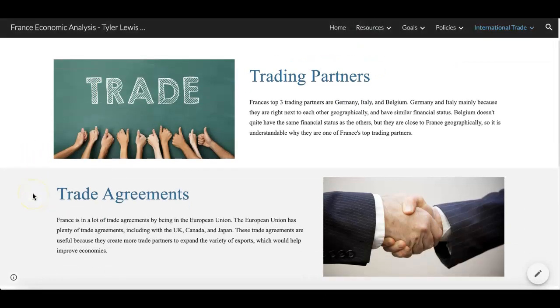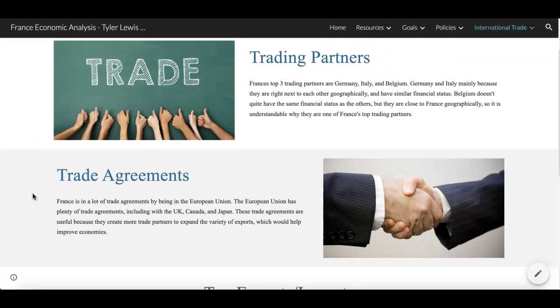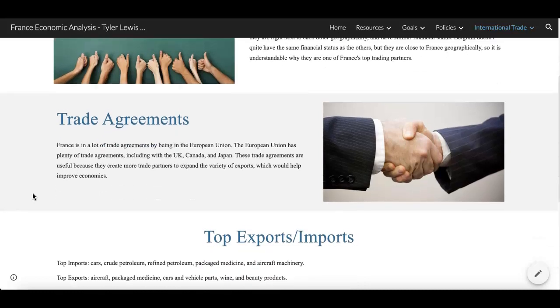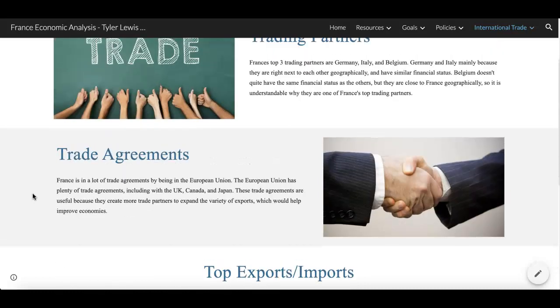For trade, big trading partners for them are Germany, Italy, and Belgium. And for their trade agreements, they're part of the European Union, which has a lot of trade agreements with other countries like the UK, Canada, and Japan.